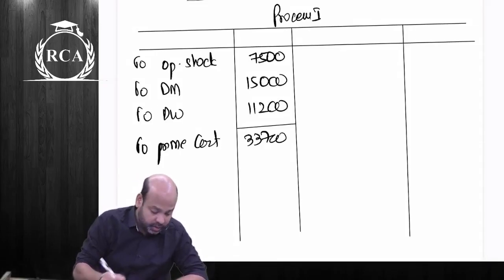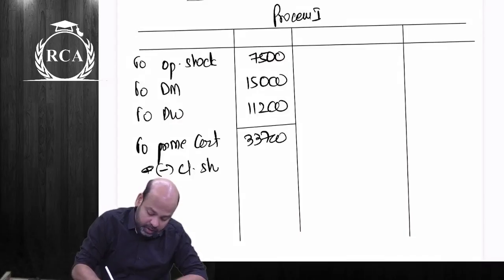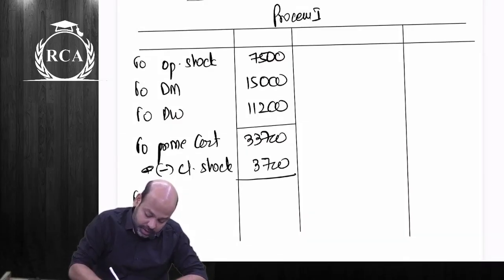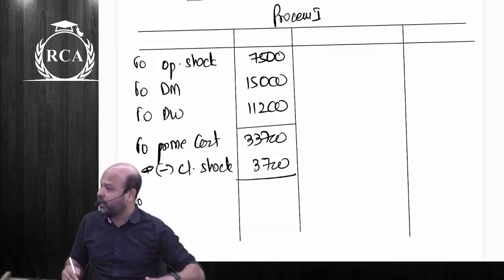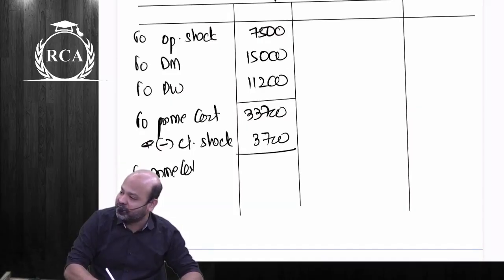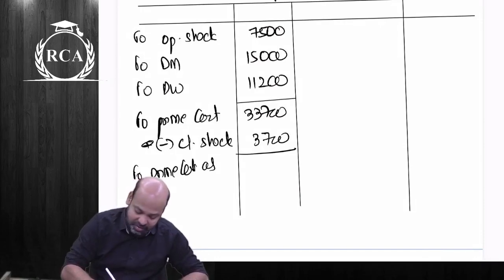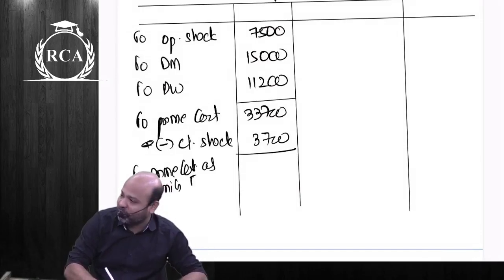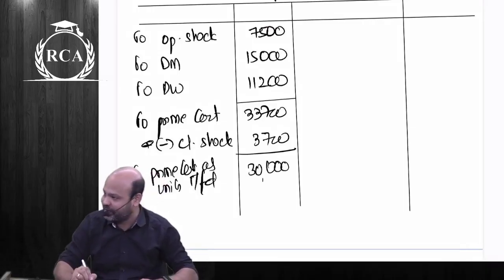33,000. To this you will add opening stock, which I have already done, minus closing stock, which will be 3,700. Instead of writing closing stock on the credit side, here I'm writing minus. Will this be understood? This will become the prime cost of units transferred. The prime cost of units transferred is 30,000 rupees. Are we clear about this?